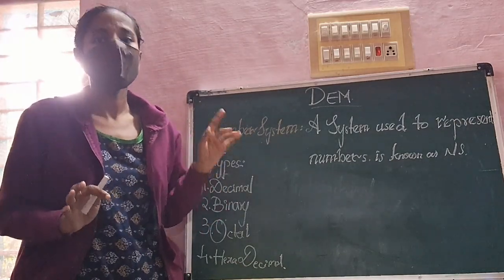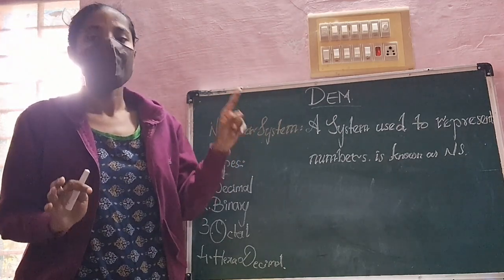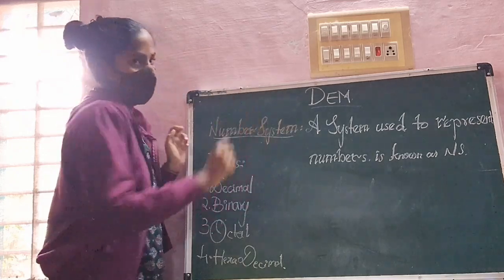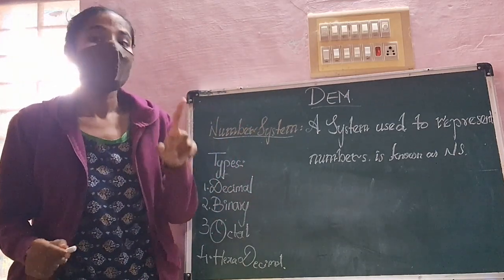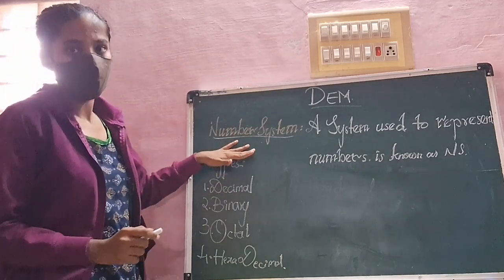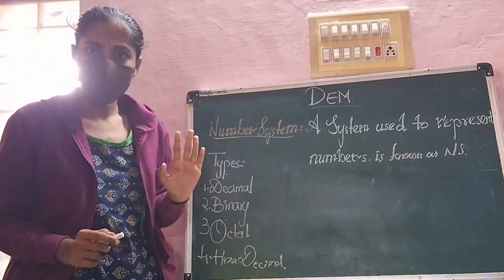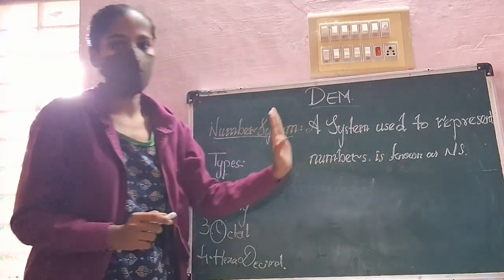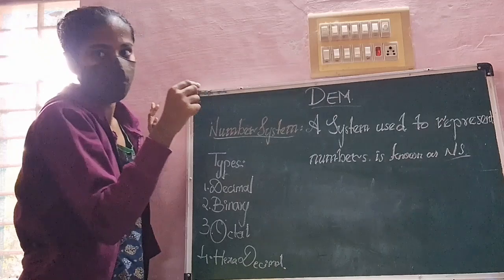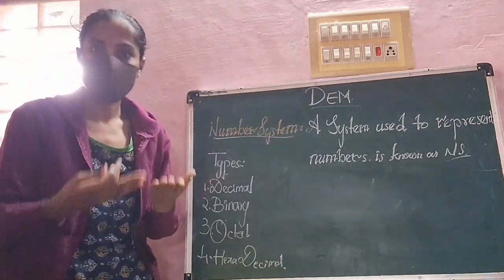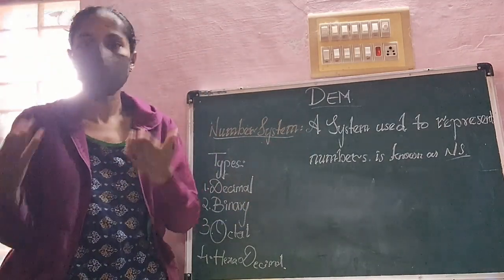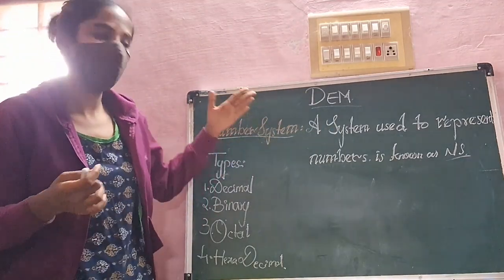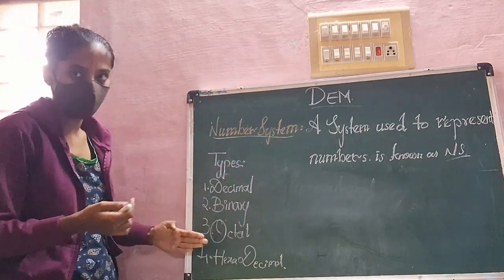Today I am going to say the first unit, first topic. The first unit is called number system, and the first topic is also number system. What is meant by number system? A system used to represent numbers is known as a number system. NS is number system. If it is asked for 2 marks, what is meant by number system, you have to write this definition and the types of number system.